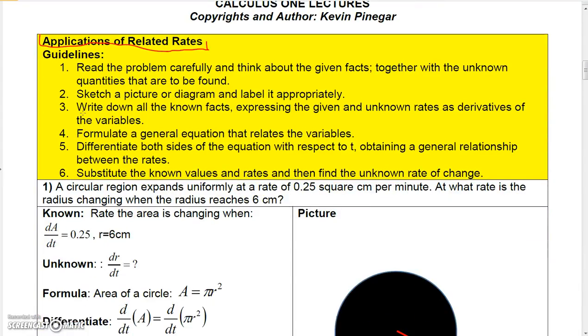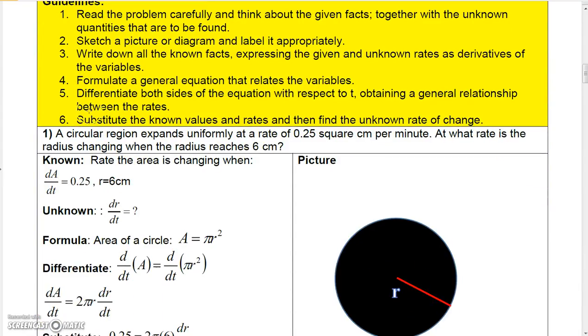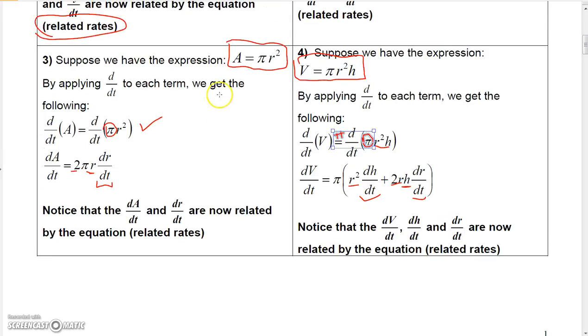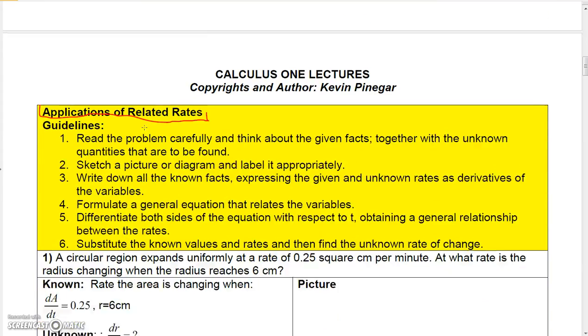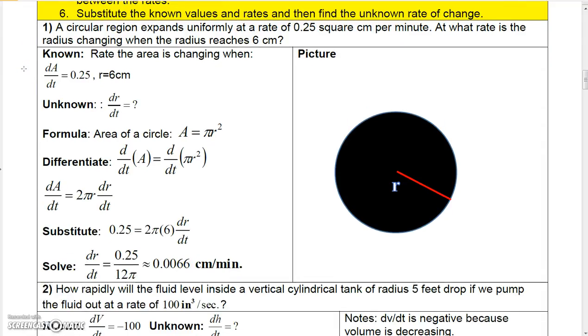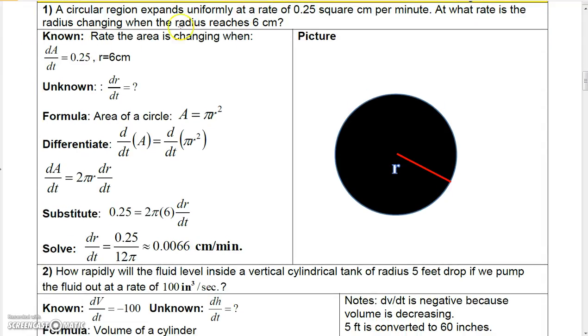And then differentiate both sides of the equation with respect to t so that you can get a relationship between the rates. Actually, I said that wrong. Up here were the variables related, and then when I differentiated I got the rates related. Okay, and then substitute the values and rates that you know and solve for the answer. Okay, so let's go ahead and start one.